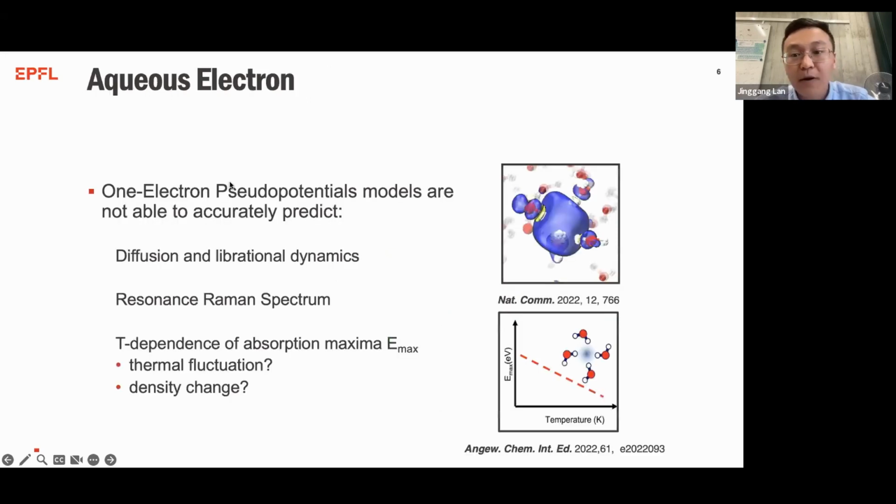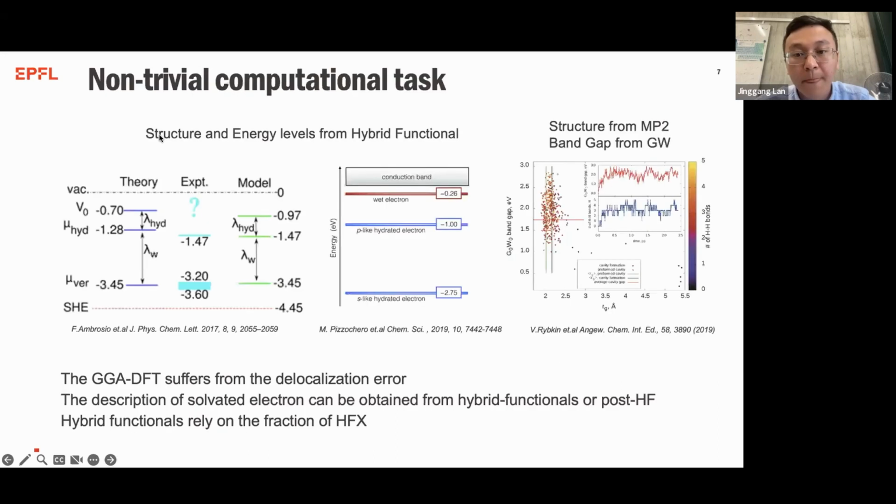In this part of the talk, I'm going to focus on those questions where the one-electron pseudopotentials are not able to predict accurately, such as the diffusion and libration dynamics of the solvated electron, the interpretation of the Raman spectra, and also the temperature dependency of the absorption spectra, and whether this redshift of the absorption maximum is due to thermal fluctuation or due to the density change when the temperature increases.